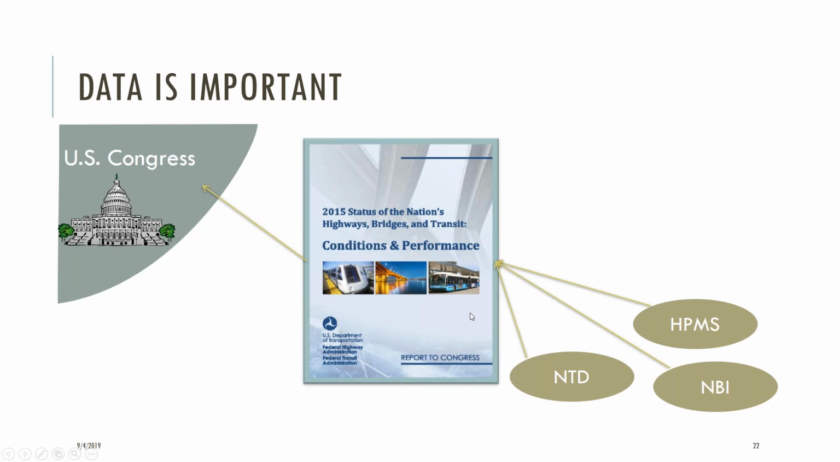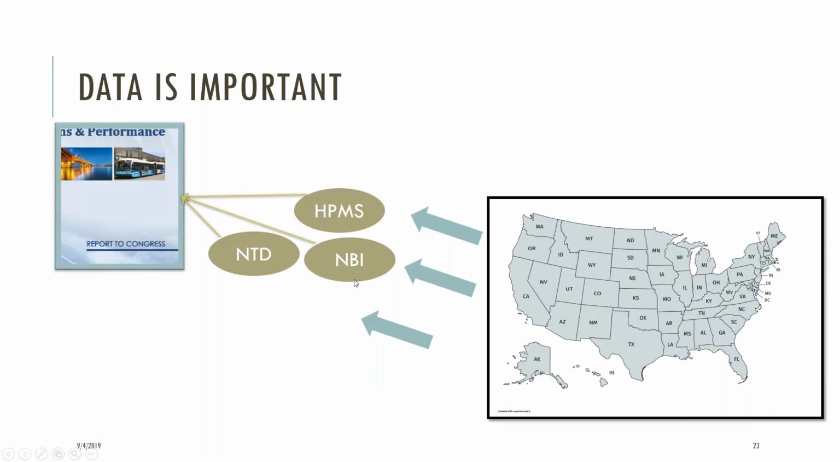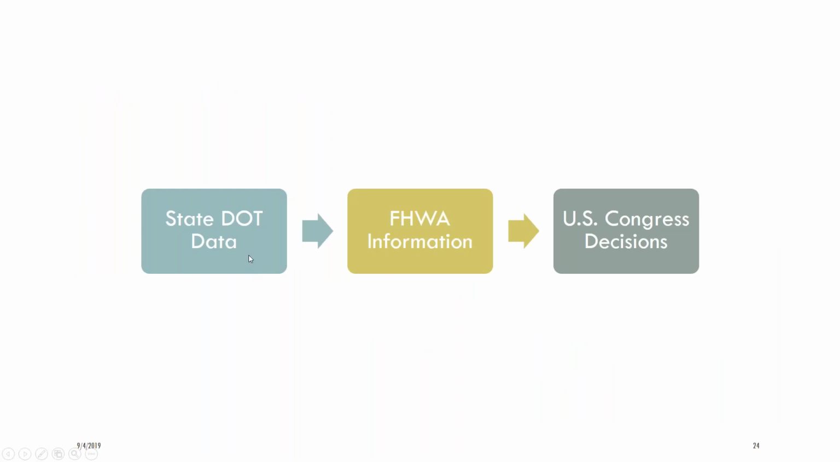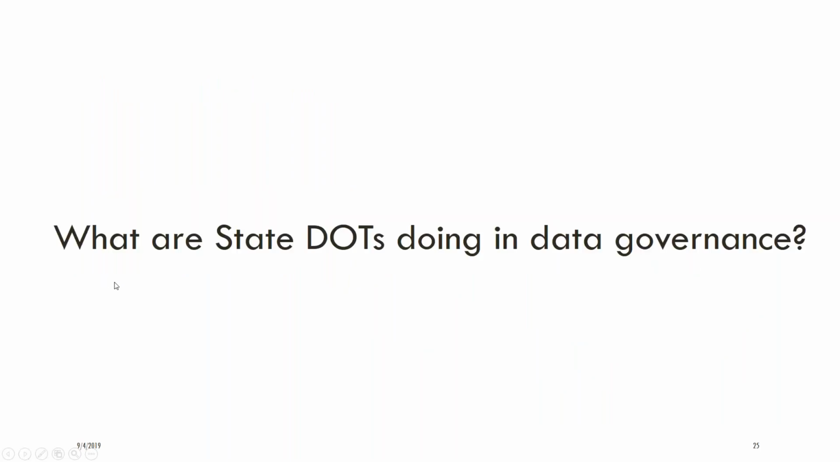Part of what Federal Highway does is provide information to the Congress, especially through our condition and performance report that we provide every other year. We have several databases that support that report, and those would be HPMS, NBI, the National Bridge Inventory, and NTD, the National Transit Database. All of those databases rely on data that we get from the states, from transit agencies, and from other people that we rely on to provide this data. So we take state DOT data and put it into a report, and we provide that to Congress to help them make decisions, ideally. So we rely on states to provide us with data.